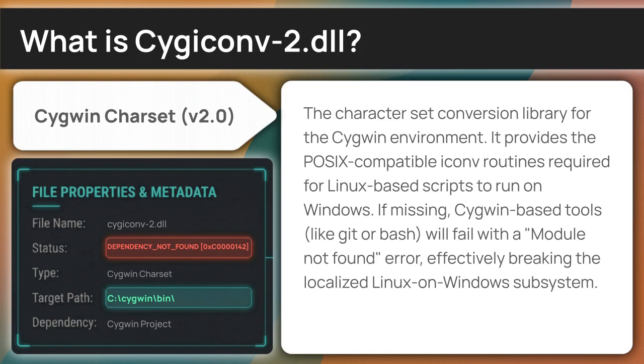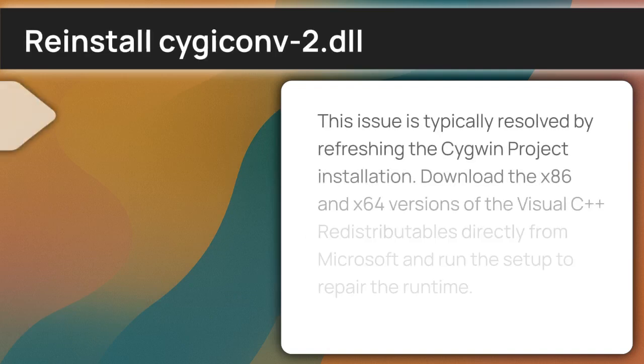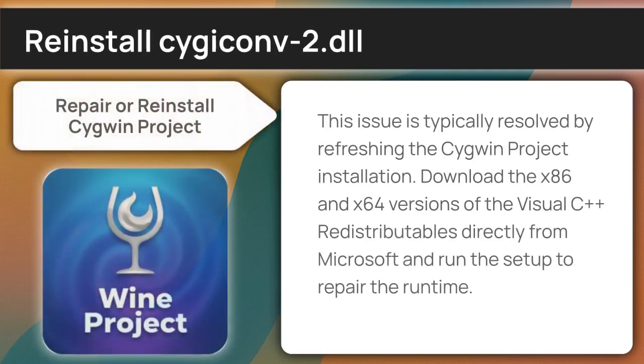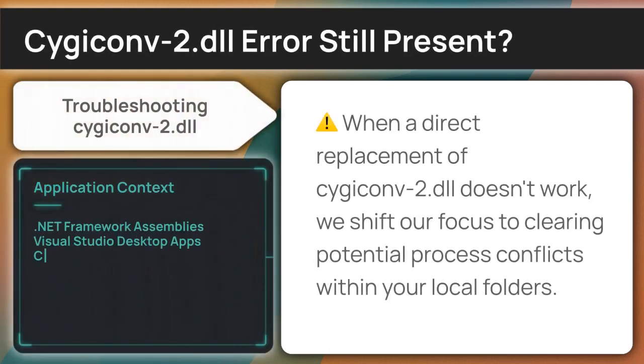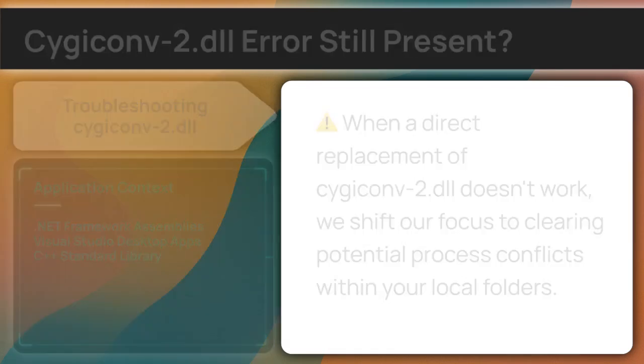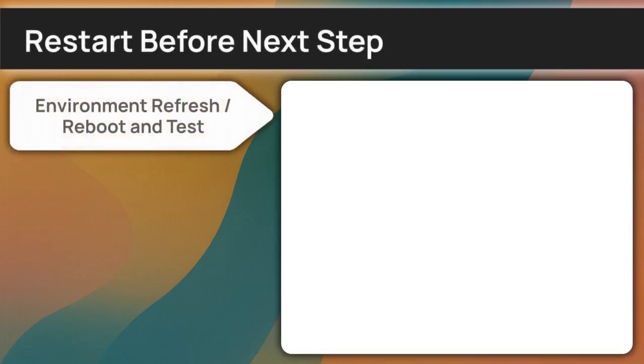Our first move is installing a fresh, clean copy of the library. This issue is typically resolved by refreshing the Cygwin Project installation. Download the x86 and x64 versions of the Visual C++ redistributables directly from Microsoft and run the setup to repair the runtime. When a standard reinstall doesn't cut it, we move to advanced diagnostic steps to ensure the system is properly configured. A quick reboot can determine if the error is transient.